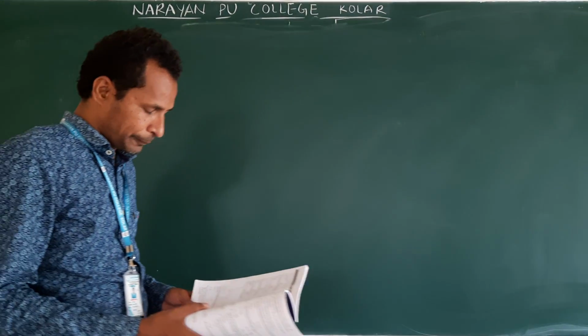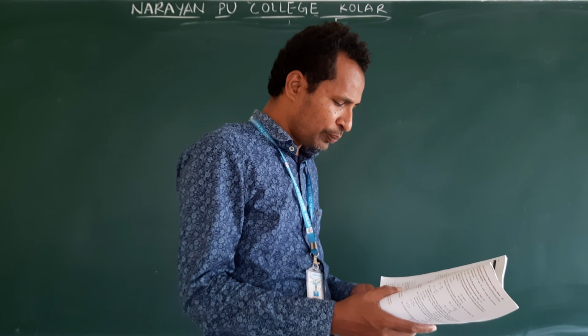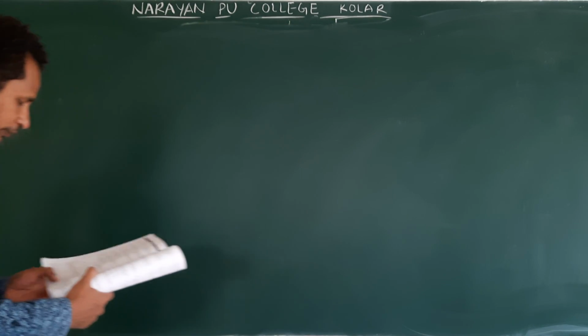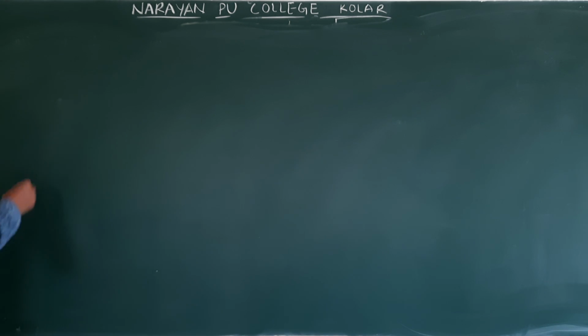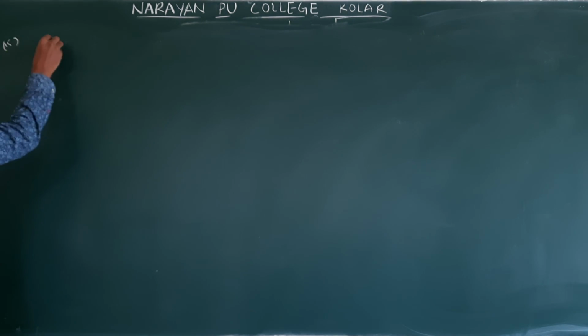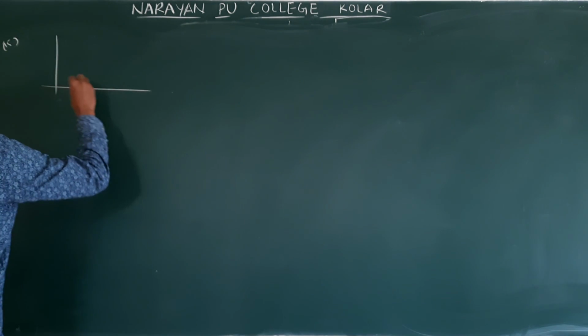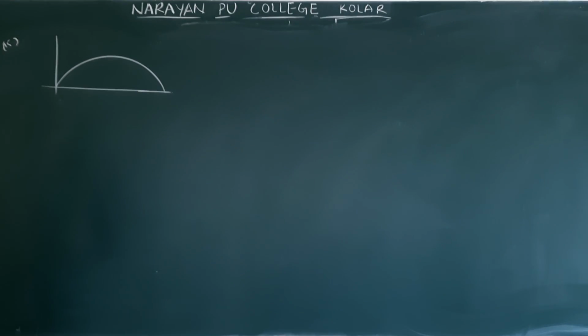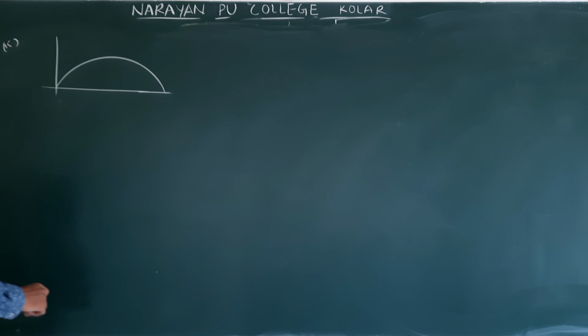Next, the 15th one. At what point of projectile motion are acceleration and velocity perpendicular to each other? So, 15. Draw the projectile. This is the projectile motion diagram. Clear? Part of the projectile. What did they ask?